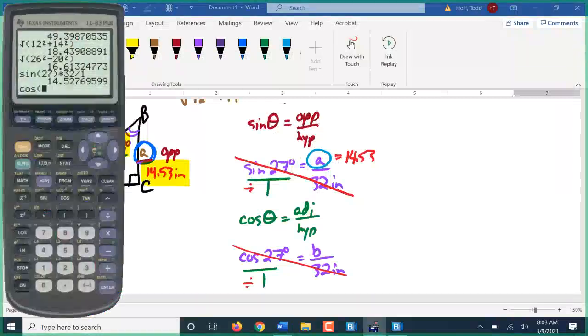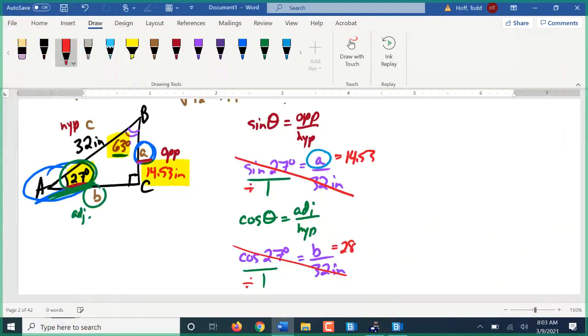So cosine of 27. Again, it's very important that I close that parentheses, and then times 32 divided by 1. Now, we all know that dividing by 1 doesn't do anything, so you can skip that if you want to. I get 28.51 inches. So B here is 28.51 inches.